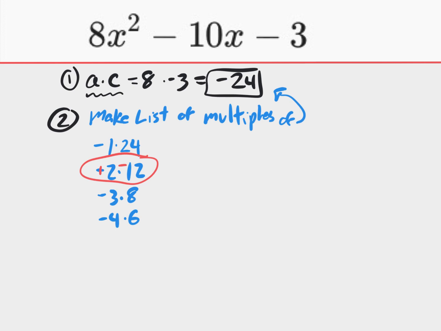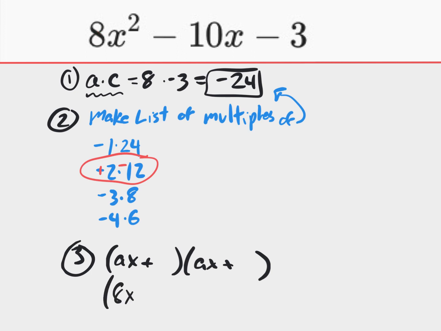So the shortcut, the fastest way that I taught you, was to set up this, where you had ax plus a number times ax plus a number, all right? So what is a? A is 8, so you're going to set it up 8x, and what numbers go right here? Well, the numbers from step 2 go right here. So I have a plus 2, and I also have a minus 12. Okay, so that was step 3, nice and easy.